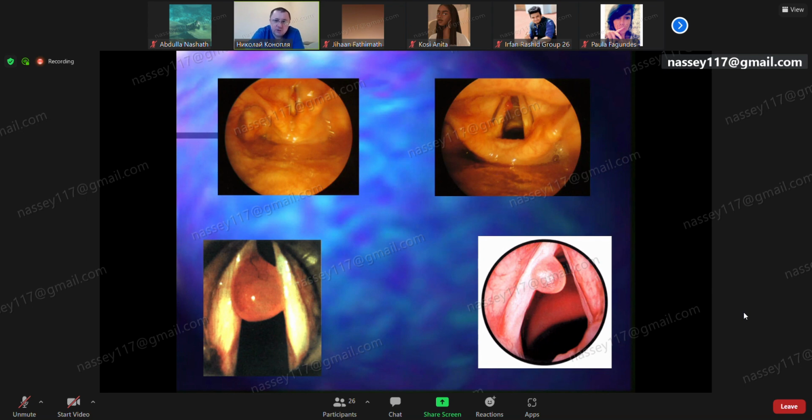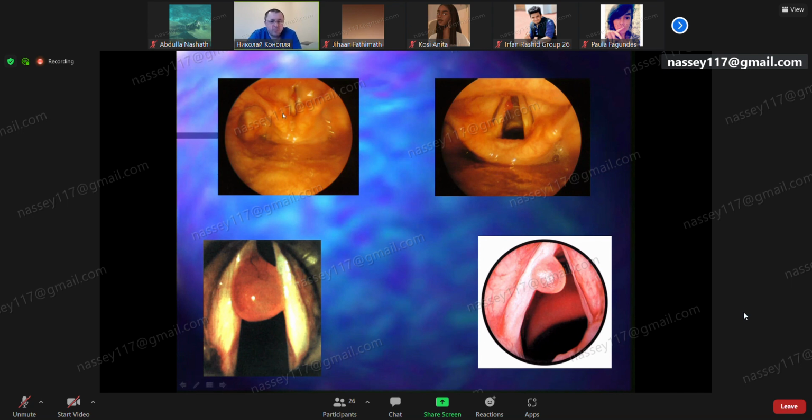In examination, in all these pictures, you can see fibroma of the larynx. The final diagnosis, of course, we can put only after histological examination. I tell you, all these pictures show patients with fibroma of the larynx. This is one patient, first line, picture number 1.